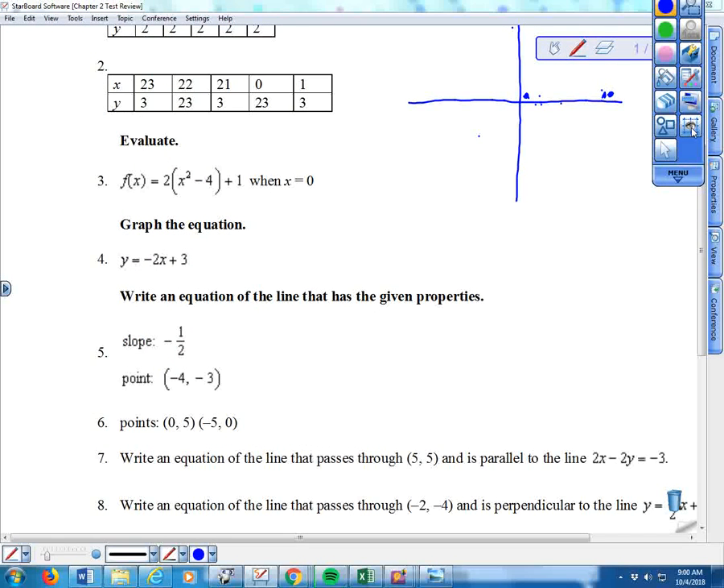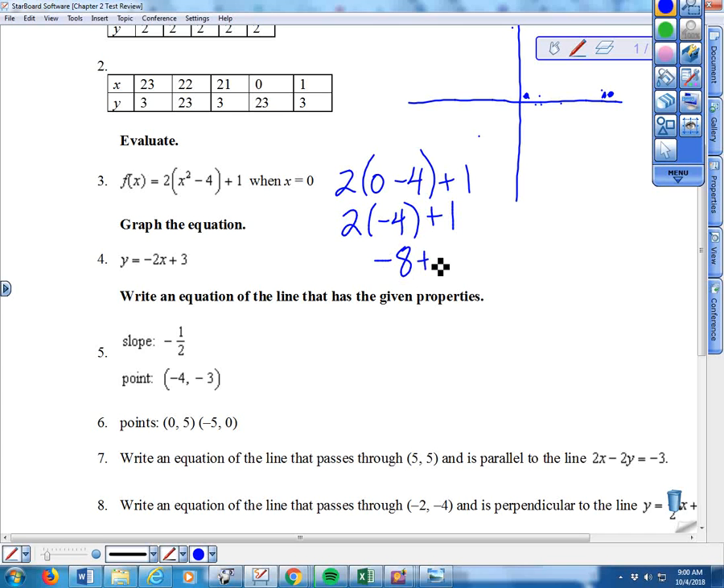Evaluate 2 times x squared minus 4 plus 1 when x is 0. So I just put in 0 for x. And I have to do 2 times negative 4 plus 1. It's negative 8 plus 1, which is negative 7.